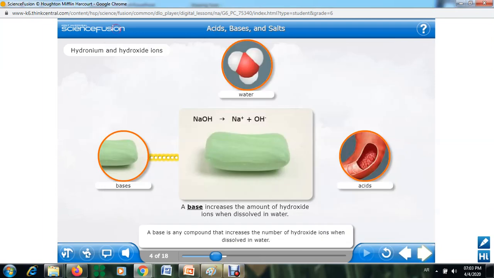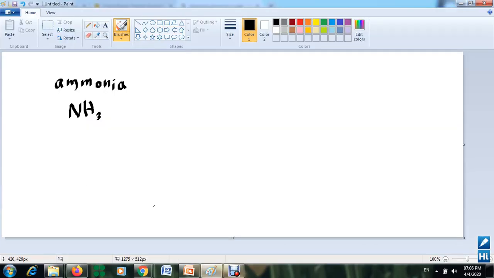I want to give you a note. Not all bases have a hydroxide. Some bases, like ammonia. I want to show you the chemical formula of ammonia now. This is the chemical formula of ammonia, which is NH3. Ammonia is a base, but it doesn't contain an OH group. It doesn't contain the hydroxide ion.